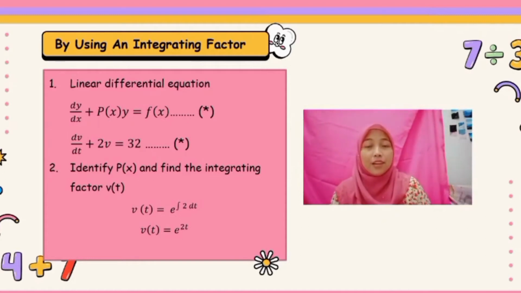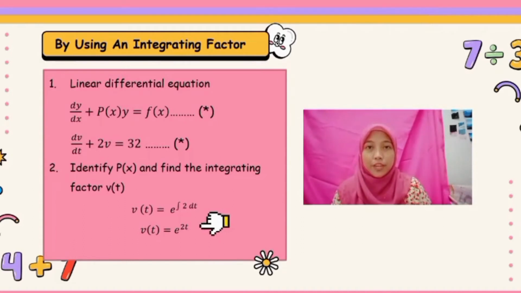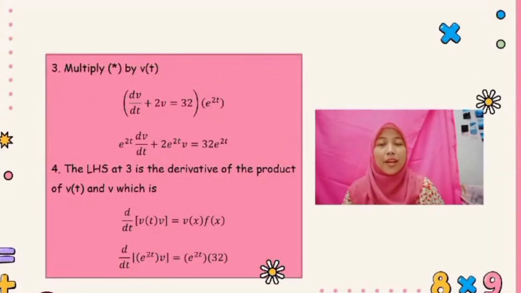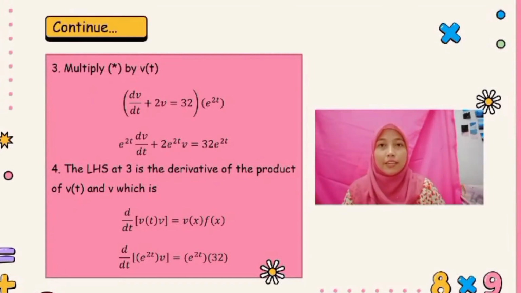We obtain P(x) from the previous step, which is P(x) equal to 2. Now, we find the integrating factor, mu(t), which is equal to e to the power of the integral of 2. Thus, we get mu(t) equal to e to the power of 2t. For step 3, we multiply the equation in step 1 by mu(t). Thus, we get this equation.